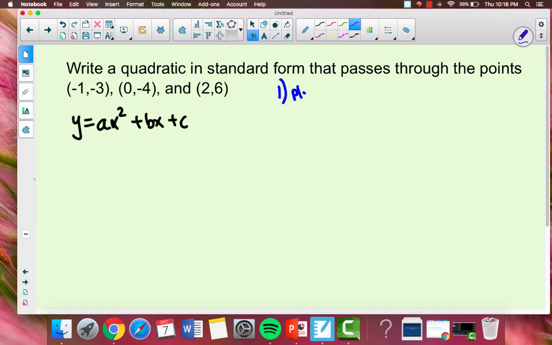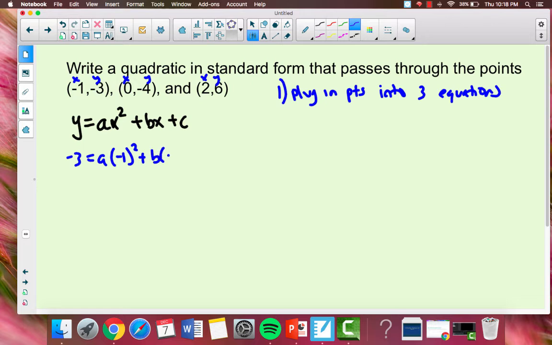So first we're going to plug in the points into 3 equations. Okay. So I'm going to do that first. So remember these are my x's and y's each time. So in my first one I'm going to have negative 3 is equal to a times negative 1 squared plus b times negative 1 and then plus c. So I'm going to go ahead and simplify that and I get negative 3 equals negative 1 squared is 1, so I get 1a, and then negative 1 times b is negative b plus c. So there's my first equation.